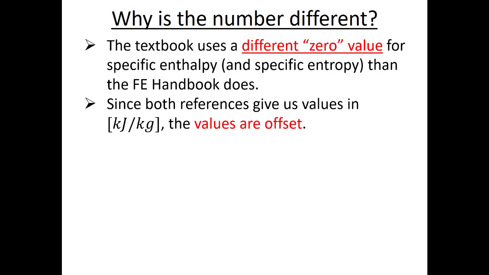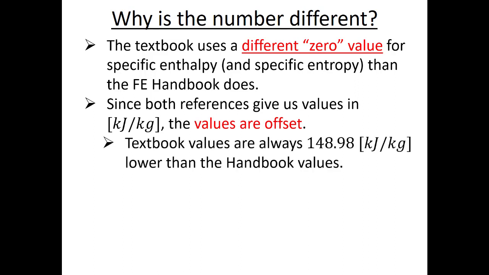Since both references have different values, even though they have the same unit, we can't take a number from the textbook and subtract it from a number from the table, right? Because they're offset. That would be like adding a gauge pressure to an absolute pressure. Pressure is a good analogy here because it is measured in the same units no matter if you're using gauge or absolute pressure. So this is kind of similar. We just have a different 0 point.